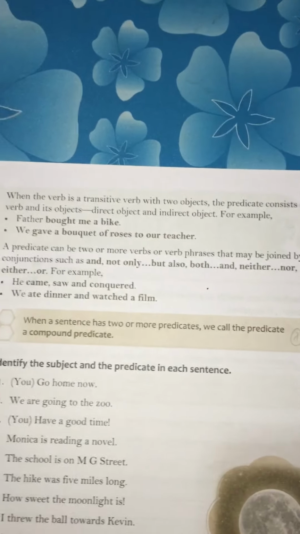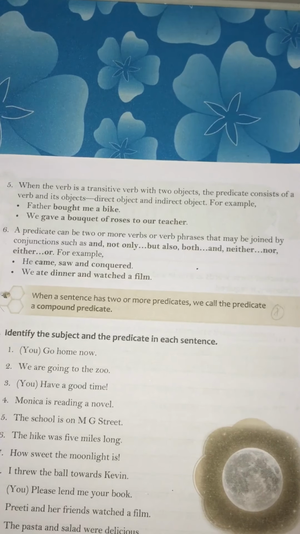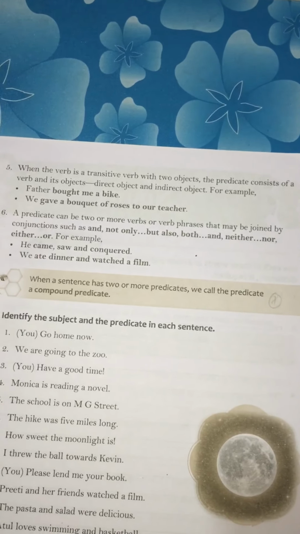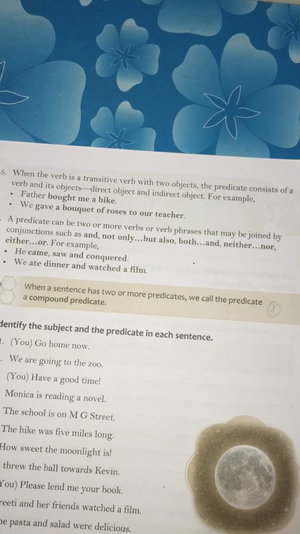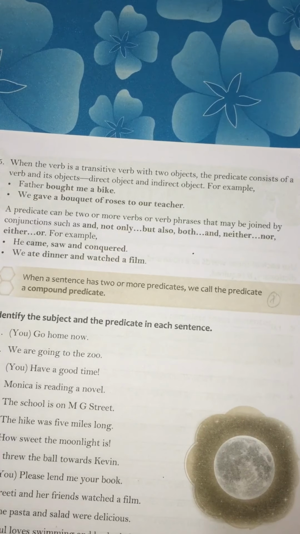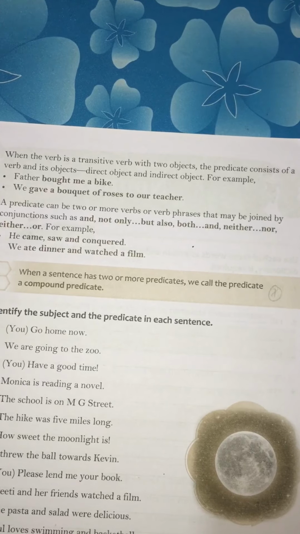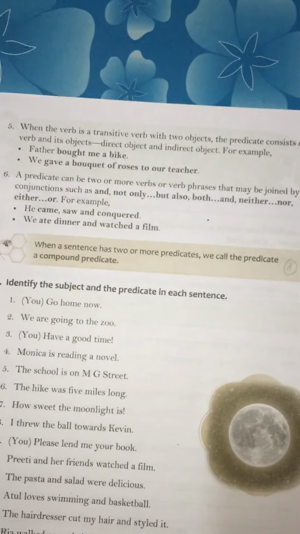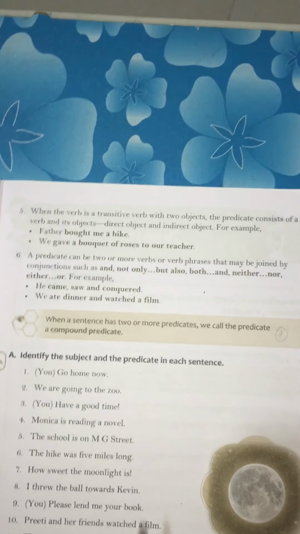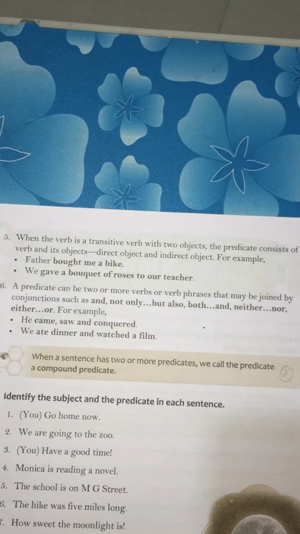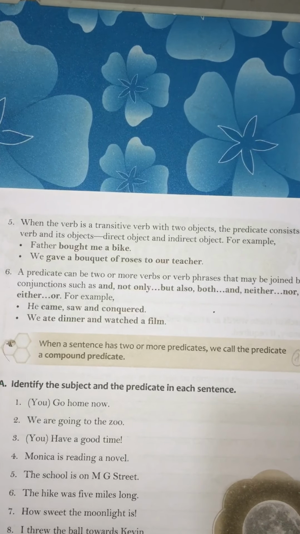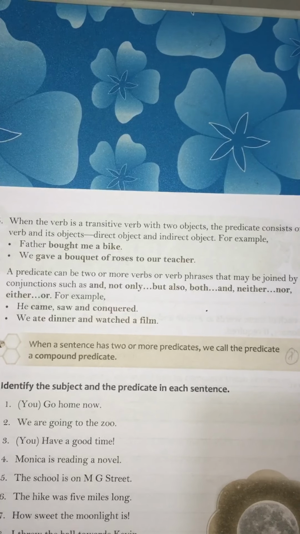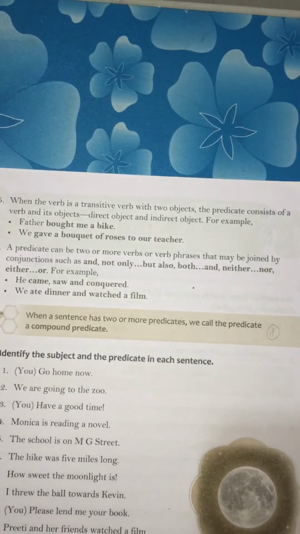Now, when the verb is a transitive verb with two objects, the predicate consists of the verb and its objects, direct object and indirect object, right? Now, a predicate can be two or more verbs or verb phrases that may be joined by conjunctions such as and, not only, but also. These all are conjunctions. Now, when a sentence has two or more predicates, we call the predicates a compound predicate.